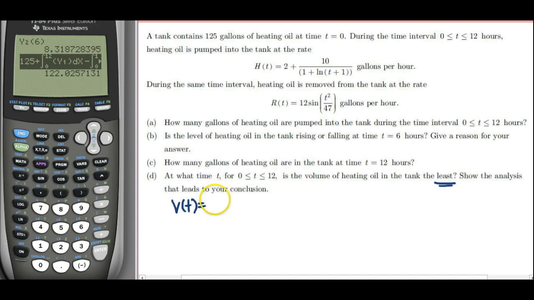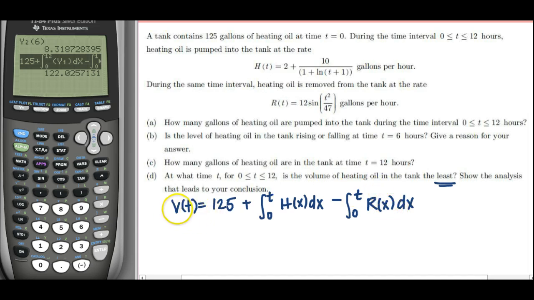So the total volume is 125 gallons, what you had to begin with, plus the integral from 0 to some generic time t of h, and I can't call it t again, so let's say h of x dx. So let's stop and think about this. It's what we had to begin with plus how much is going in between 0 and t, minus how much is going out between 0 and t. So we'll have to say that that is now r of x dx.